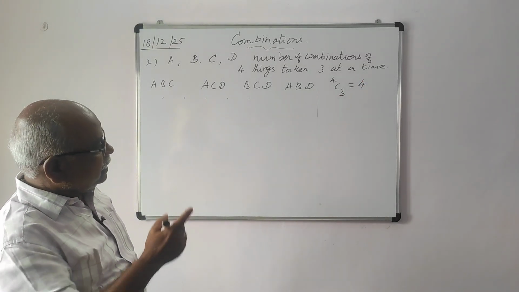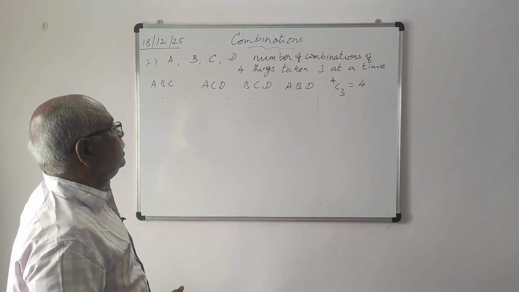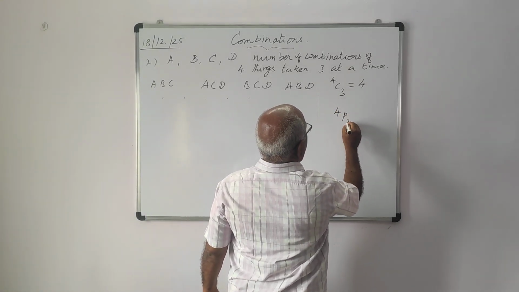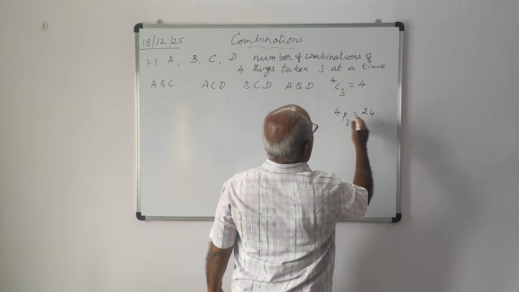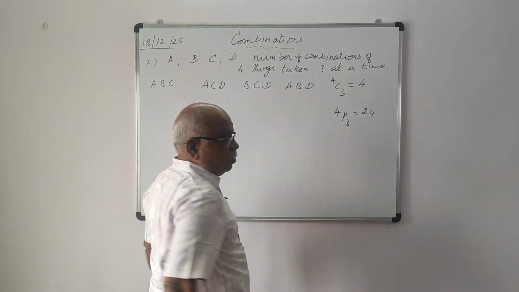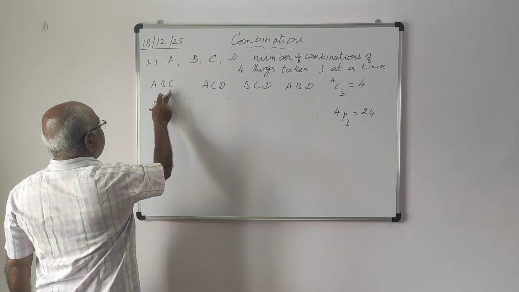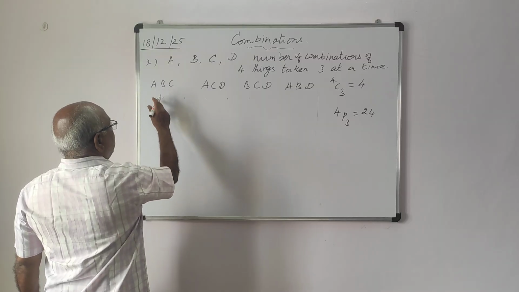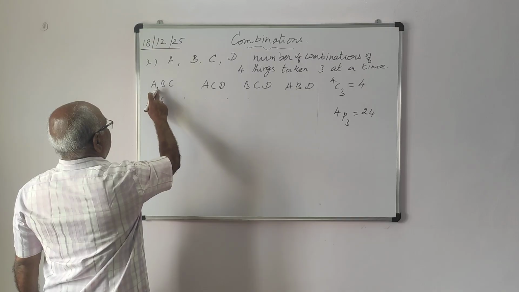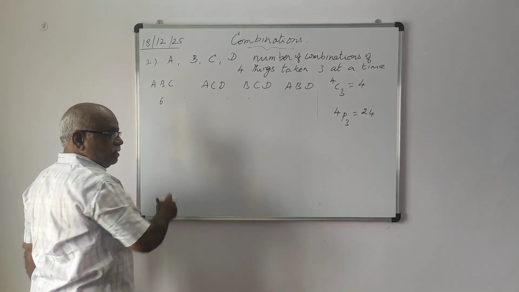You know, if it is permutation, the number of permutations of four things taken three at a time is 4P3. 4P3 is 24, you know. 4P3 is 4 into 3 into 2, therefore 12 twos are 24. How do you get 24? These three can be arranged or ordered in 6 ways: ABC, ACB, BAC, BCA, CAB, CBA, like that.